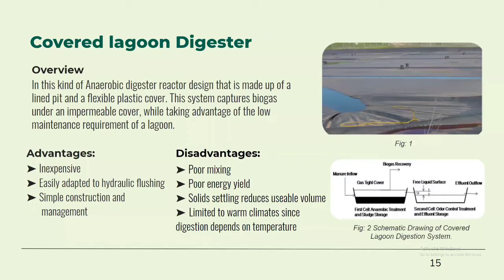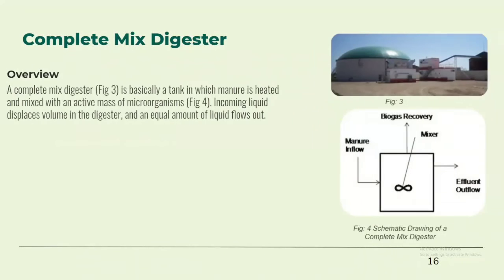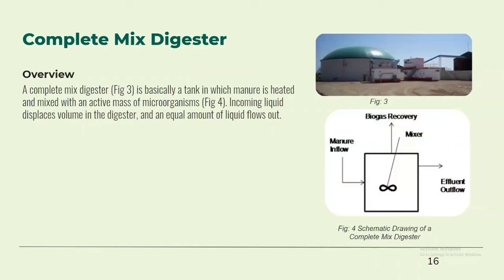Now we are going to talk about complete mixed digester. This anaerobic digester is basically a tank in which manure is heated and mixed with an active mass of microorganisms. Incoming liquid displaces volume in the digester and an equal amount of liquid flows out.